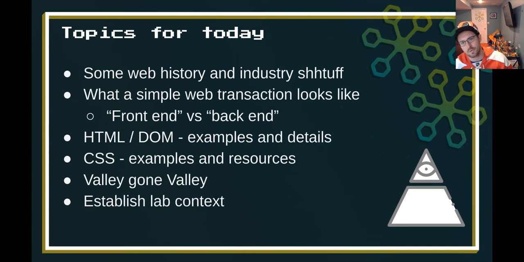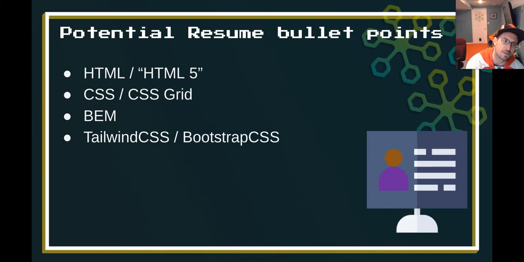So our topics for today, we're going to go into some history of the web and industry stuff. What a simple web transaction looks like, as far as what the front end, back end of an application are commonly known as in a web server transaction, HTML, hypertext markup language, and DOM, which is short for document object model. It's something we're going to unpack as well. See a lot of examples. Also, get into some CSS examples and resources. And we're going to have one of those moments that you'll find out about later. It's called Valley Gone Valley. And establishing our lab context.